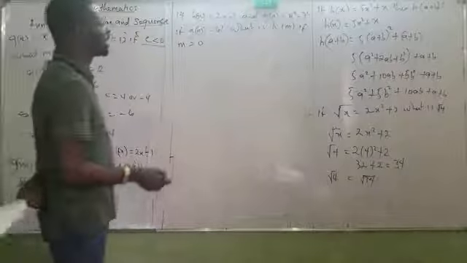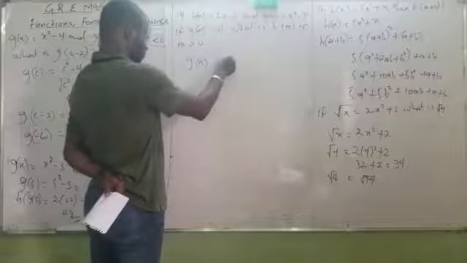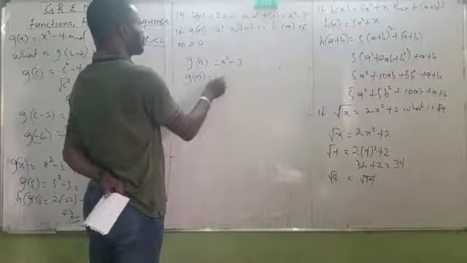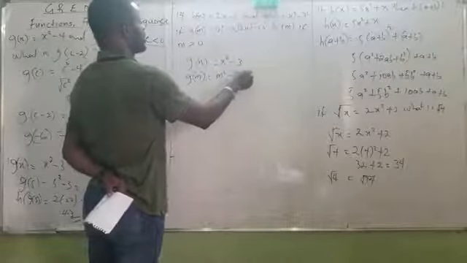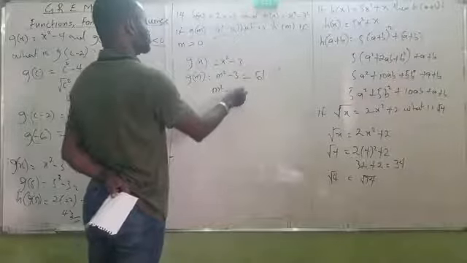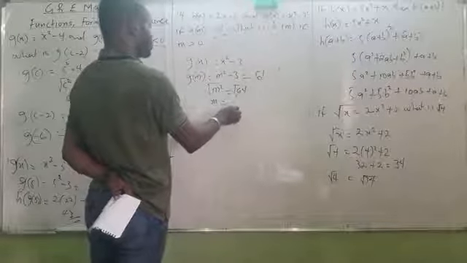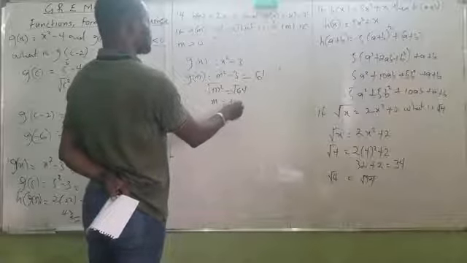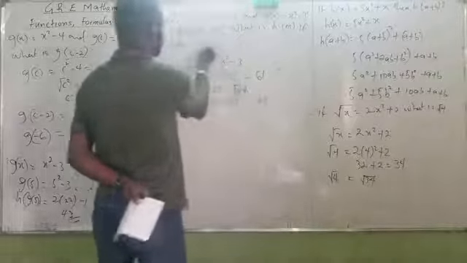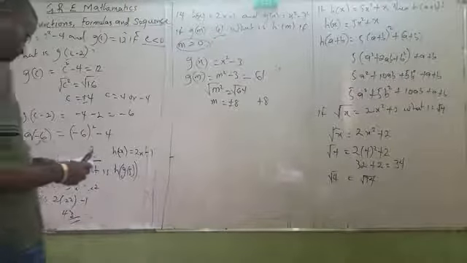What I just need to do here, and I think it's not hard, g of x is given. Now, it means g of m will be equals to m squared minus 3 equals to 61. It means my m squared will be equals to 64. Root of everything, m equals to plus or minus 8. Now, it means I will be taking plus 8, because m is greater than or equals to 0.